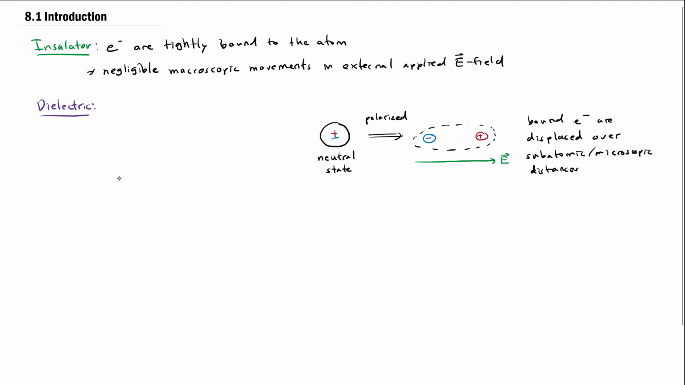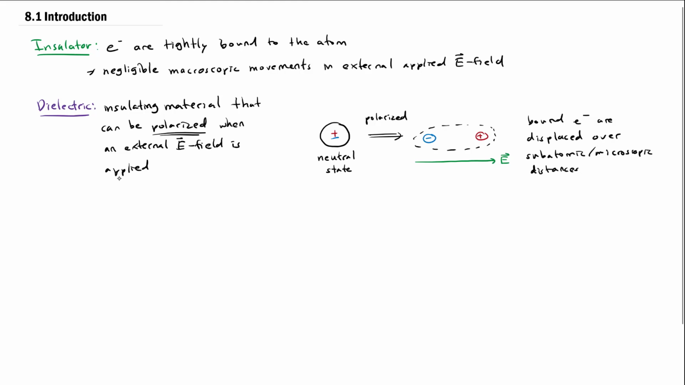So this kind of material that is polarized is now called a dielectric. So let's define a dielectric as an insulating material that can be polarized when an external E field is applied. So that gives us a good introduction to insulators and dielectrics. The next step is to take a look at what this polarization means.